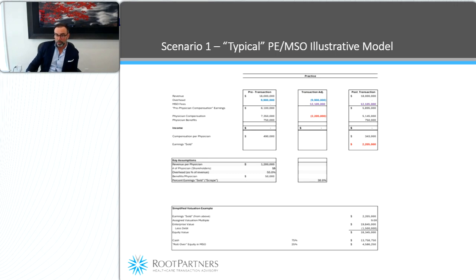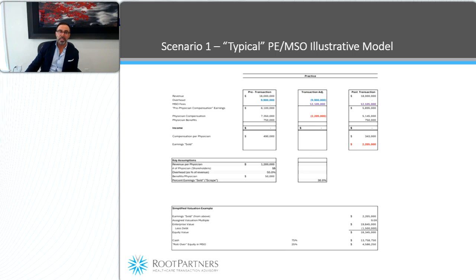In general, higher multiples, as I mentioned to you earlier, are going to be paid for businesses that exhibit more growth. A multiple has a growth rate implicit in its calculation. I would contrast that to, let's say, a practice that really is sort of maxed out in terms of growth.